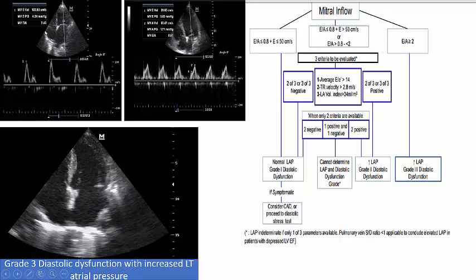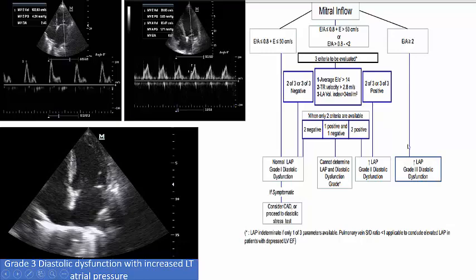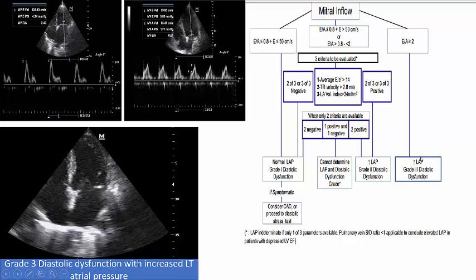If the E over A ratio is more than 2, that means your patient has grade 3 diastolic dysfunction and increased left atrial pressure. Okay, and this patient is congested and needs diuretics.